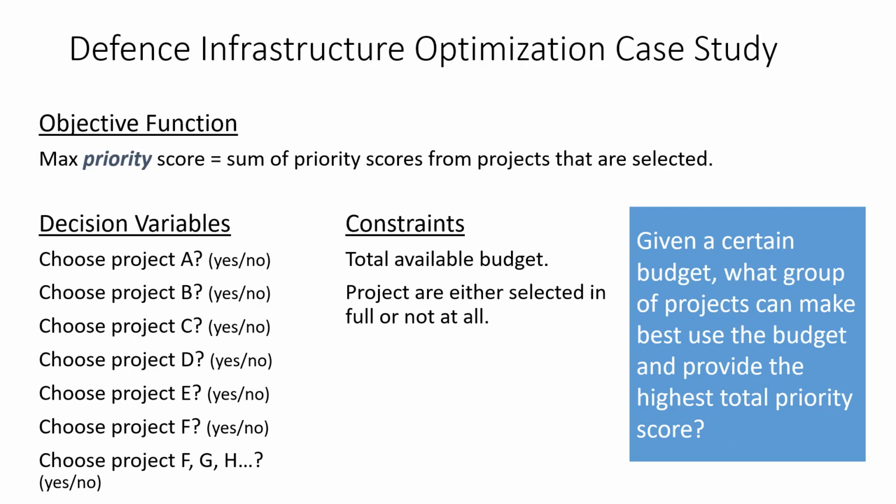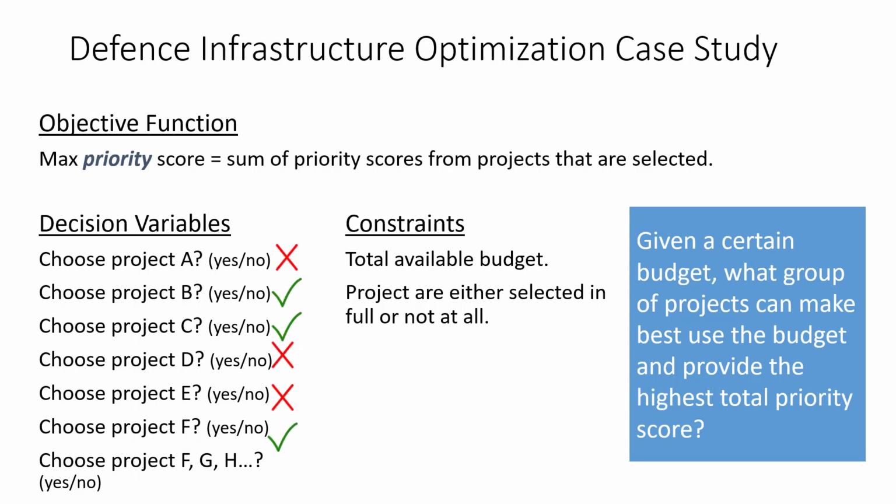So this is how the optimization case study was set up. The objective function was to maximize the priority score, which is based on the sum of all of the priority scores from all of the projects that are selected. The decision variables in this model include all 194 projects. The question is whether or not the model will choose a project or not. The constraints are the total available budget, and each project has to be selected in full or not at all.